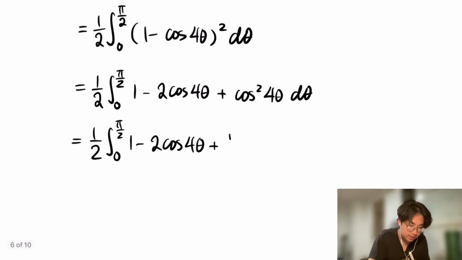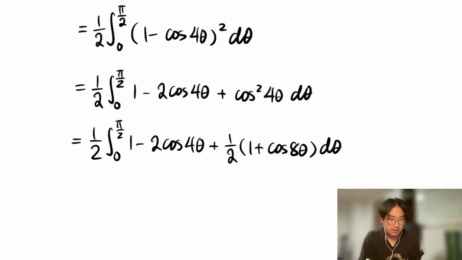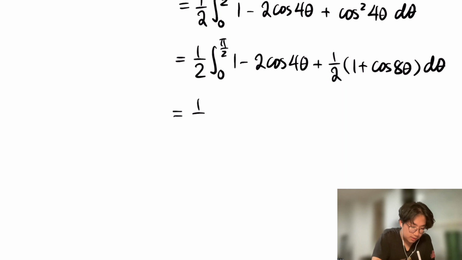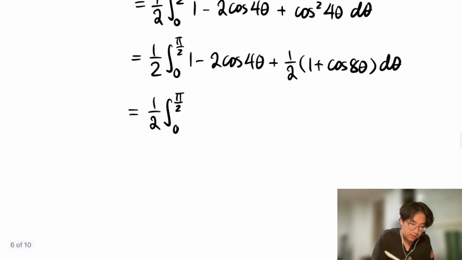So I should have written it down, but it's fine. So you have 1/2 times 1 plus cos of 8 theta, d theta. And then in the next few steps, I'm just going to simply expand it and collect things together just so it's easier to integrate. So again, you have 1/2. It gets a bit repetitive writing 1/2 times the integral, but it is what it is.